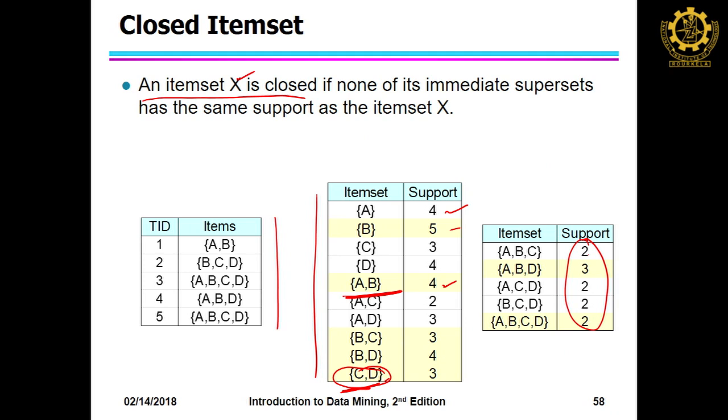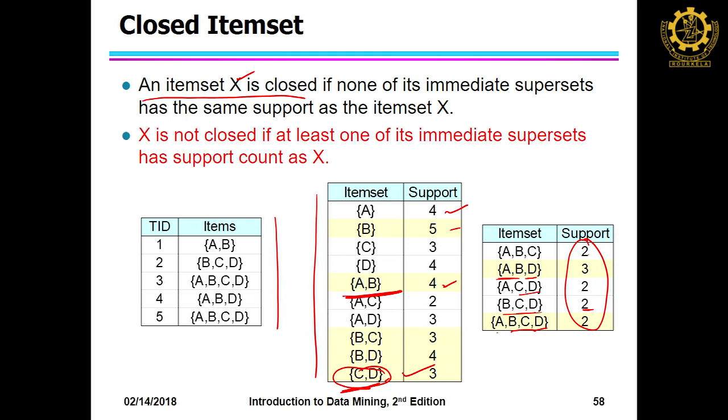Its corresponding superset, CD's corresponding superset, is BCD. So, it is 2, CD is 2. So, it is a closed item set. So, this is the other way to read the same definition. If it is not closed, that means its superset should have the same support as that of X. It cannot be more than that, because it is a superset.